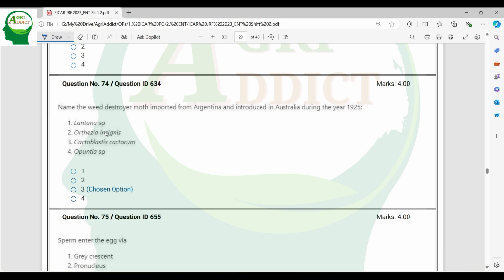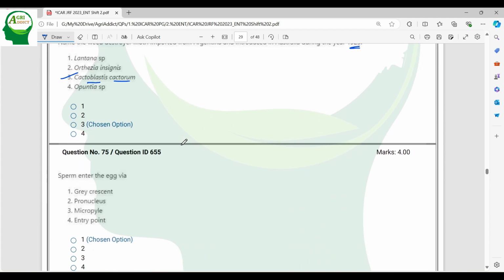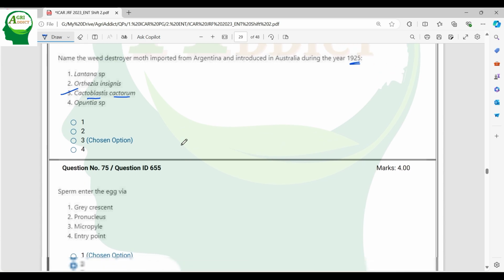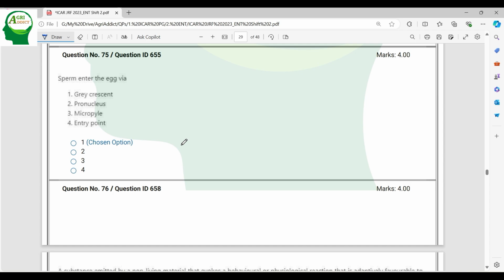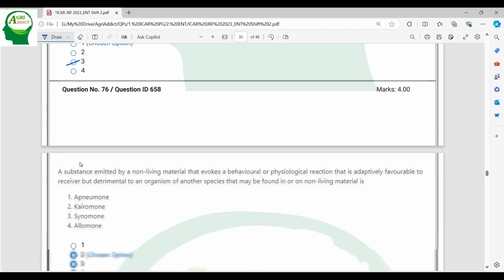Name the weed destroyer moth imported from Argentina and introduced in Australia during the year 1925. A question from biological weed control, that is Cactoblastis cactorum, the cactus moth. So it's a very important example of classical biological control. Next, sperm enters the egg via the micropyle. Very basic question. The pore-like structure, the micropyle, is where the sperm enters into the egg.